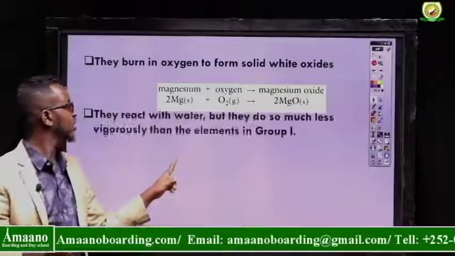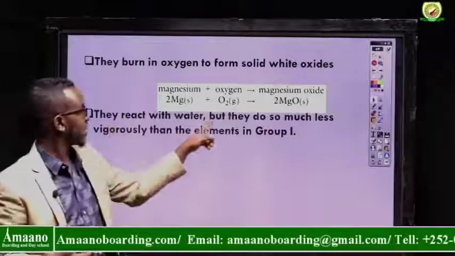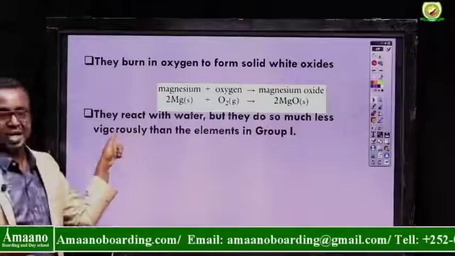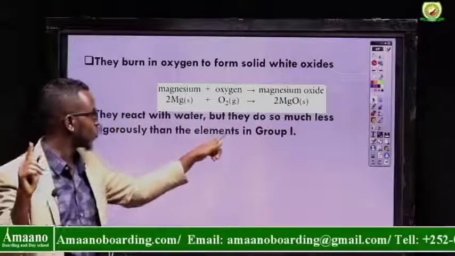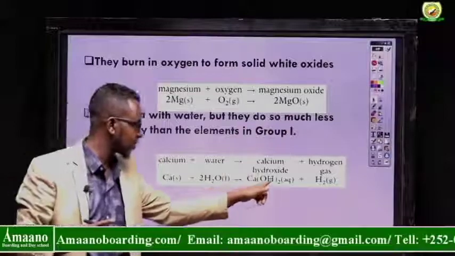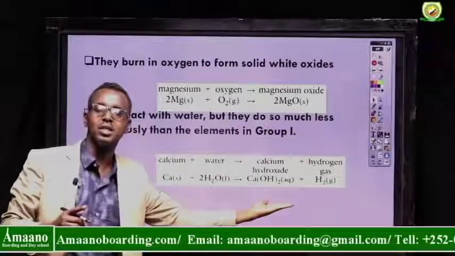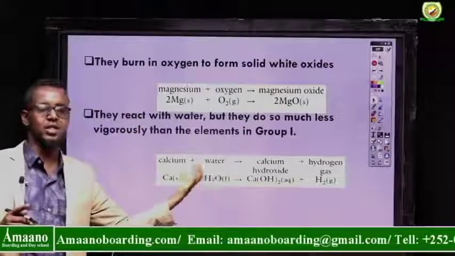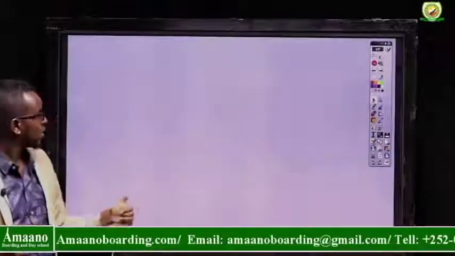Metal oxides. So they react with water, but they do so much less vigorously compared to the group 1 elements. So calcium plus water, calcium hydroxide plus hydrogen gas. So the product is the same. They produce metal hydroxide and hydrogen gas, but this kind of reaction is less vigorous. Okay.